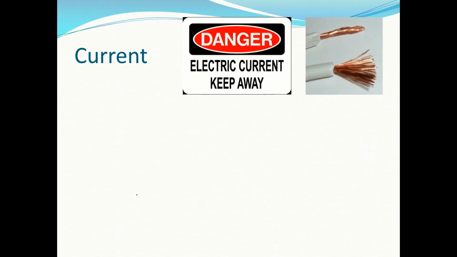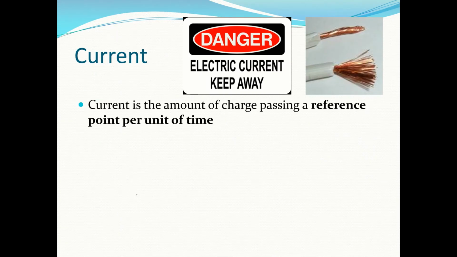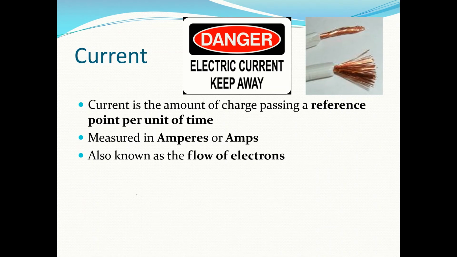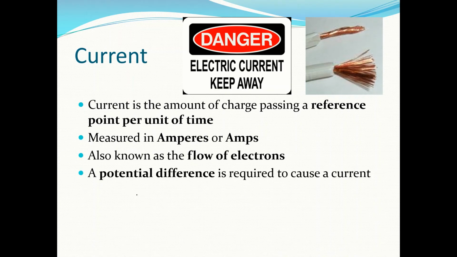So something we need to talk about is current. So current is the amount of charge passing a reference point per unit of time. Current is measured in amperes, or if you're cool, amps. It's also known as a flow of electrons. So for you to have electrons moving, you need a potential difference. You need a voltage to cause a current.